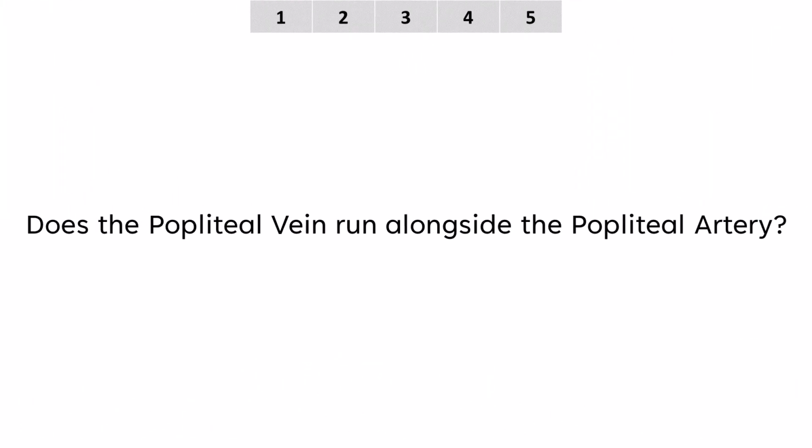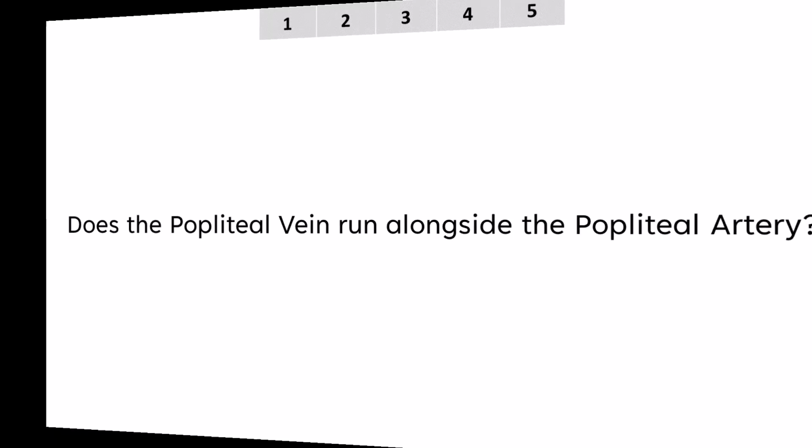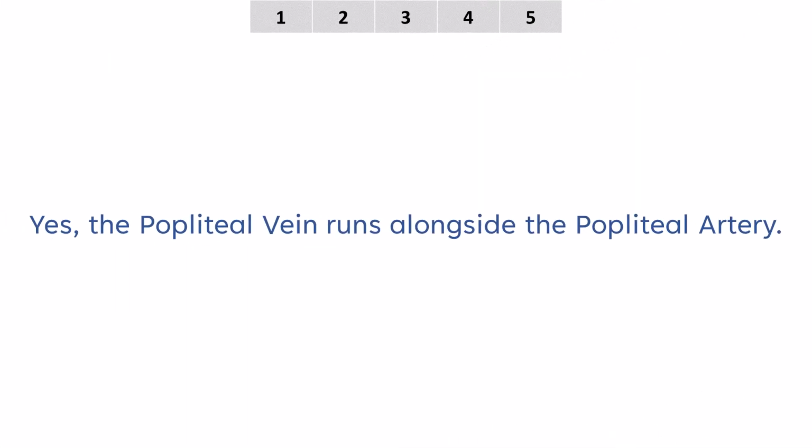Does the popliteal vein run alongside the popliteal artery? Yes, the popliteal vein runs alongside the popliteal artery.